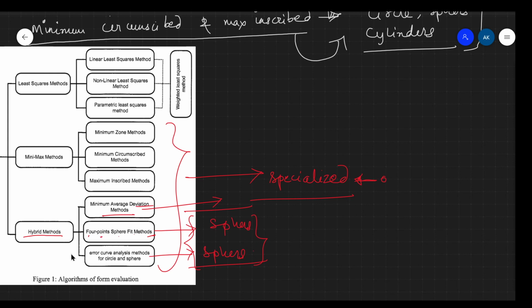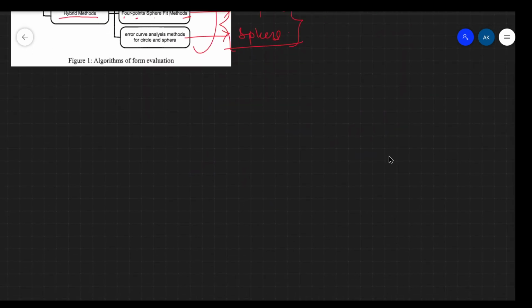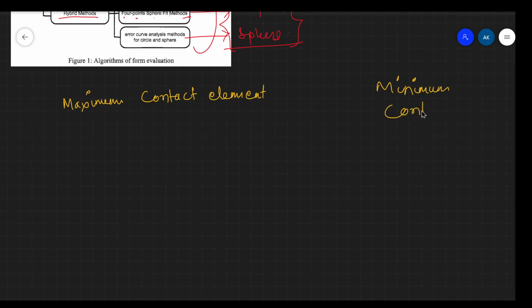Now, other than these methods, there are two more methods which are very commonly used. What are those methods and why are those important? I will tell you, because those are used in manufacturing more commonly. There is something called maximum contact element and something which is called minimum contact elements.